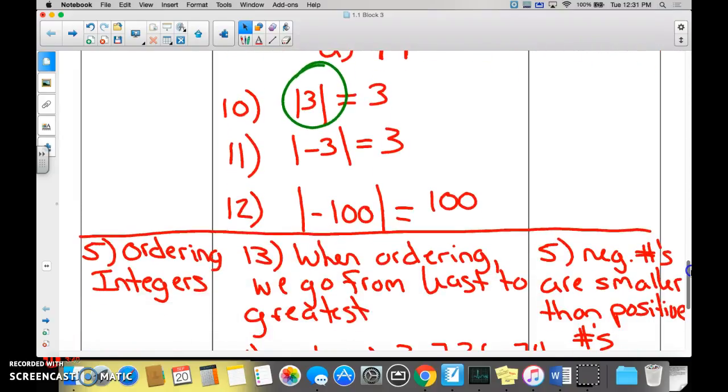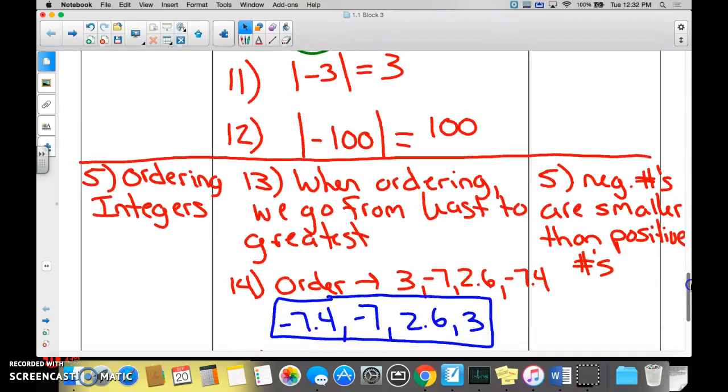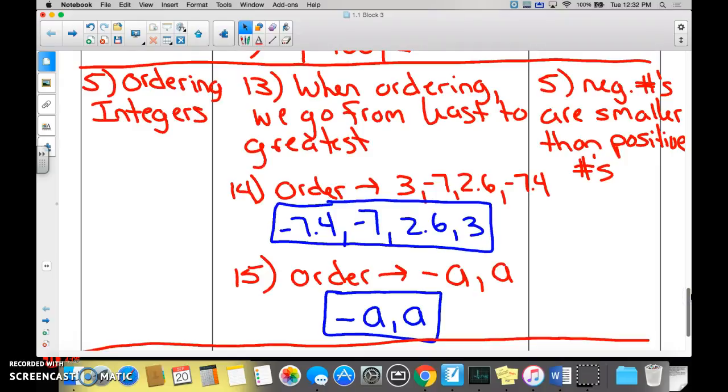Last thing we did was ordering integers. When you order integers, you go from what to what? Who can tell me? When you order integers, you go from what to what? Least to greatest. Least to greatest, smallest to biggest. Excellent job. And 14 and 15 give you a couple of examples with 15 dealing with algebra. Any questions or any last minute comments before we stop?